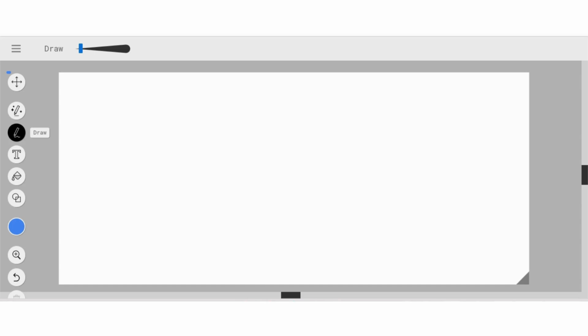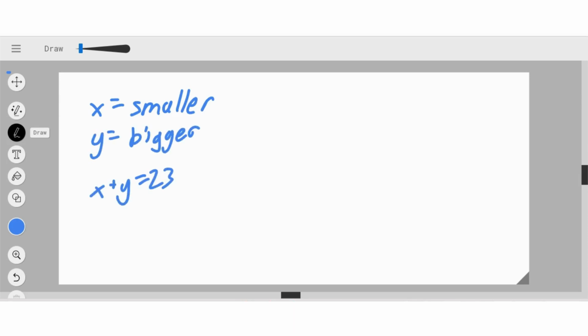So we know that 2 consecutive numbers add up to 23. Let's label the first one x. So x is the smaller number and y is the bigger number. We know that these two numbers add up to 23, so x + y = 23, and the smaller and bigger number are consecutive, which means that one comes right after the other. So y, the bigger number, equals x + 1. So for example, if x was 2, then y would be 3. If x was 5, then y would be 6.